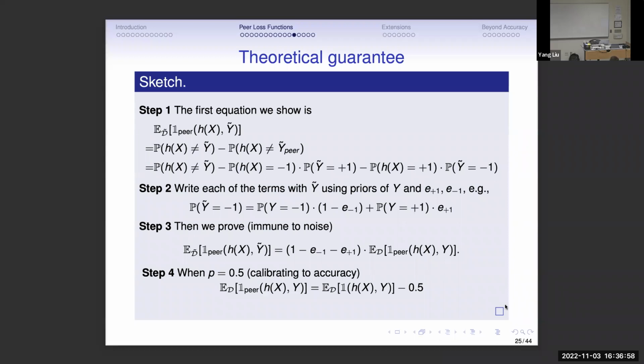And step 4, when you have a balanced equation, you're going to check this one is nothing different from the true clean risk on the 0, 1 loss, plus or minus a constant. So putting everything together, you showed the noisy expectation of the pure loss is going to be an affine transformation of the true clean loss, which is going to return you the same minimizer.